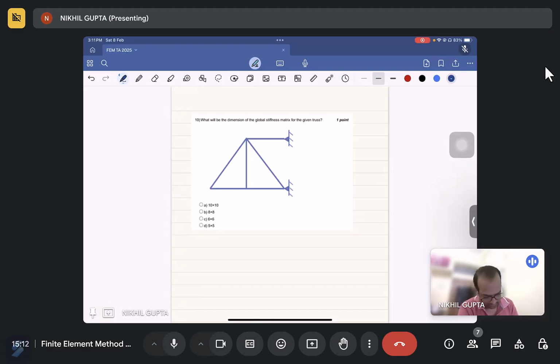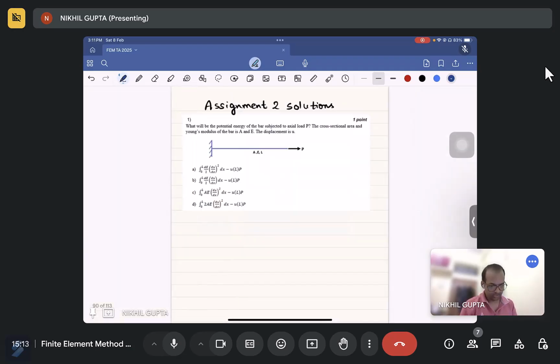Question number 10. What will be the dimension of the global stiffness matrix for the given truss? I told you, 2 at every node: 2, 4, 6, 8, 10. So the matrix will be of size 10 by 10. Now, quickly just cover the solutions of week two also.